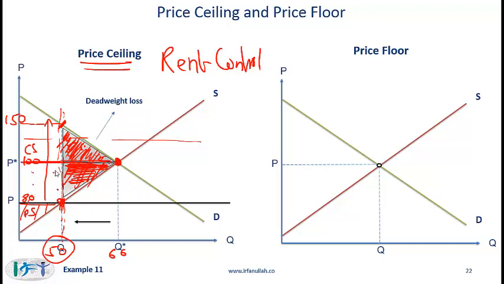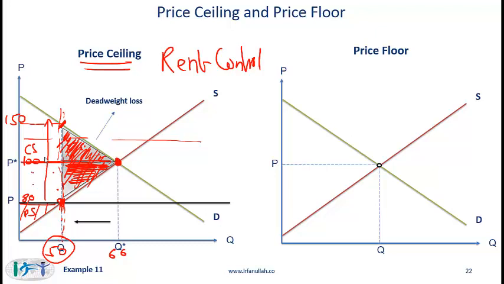But if you think about it, consumers will have to incur a lot of search costs. Some might be lucky enough to get the product for 80. But consumers will be running around and searching, and obviously there is a cost associated with searching, and that cost is called search cost. So some of that consumer surplus will be eaten up by the search cost.